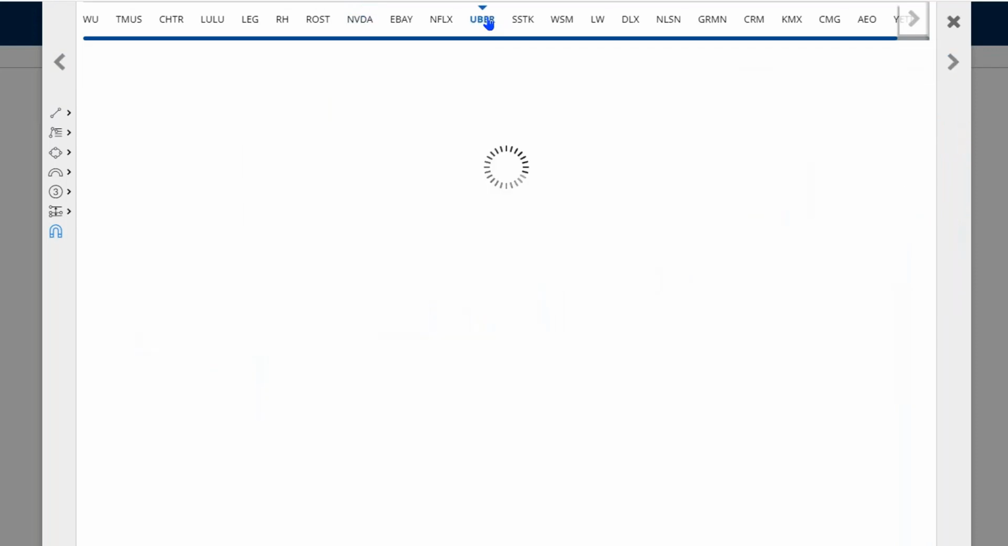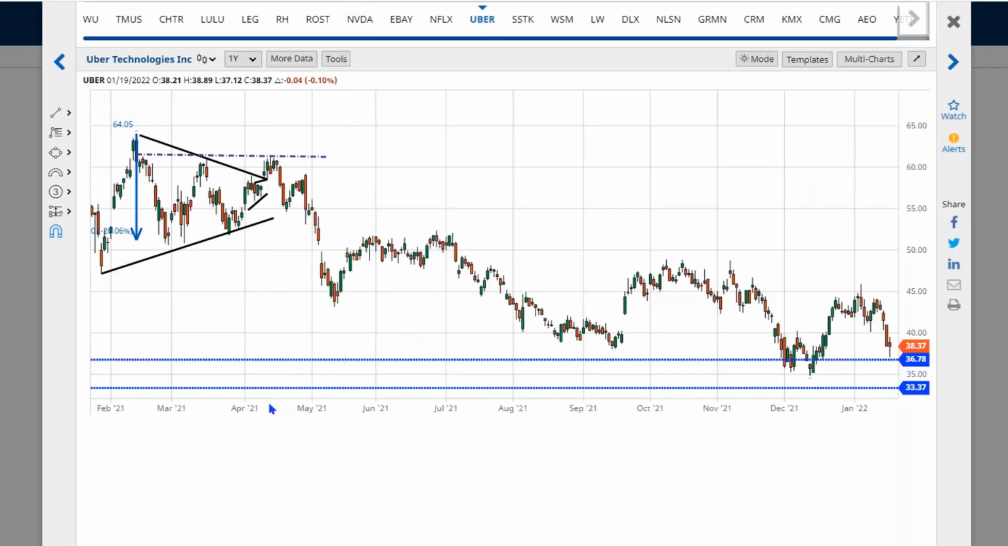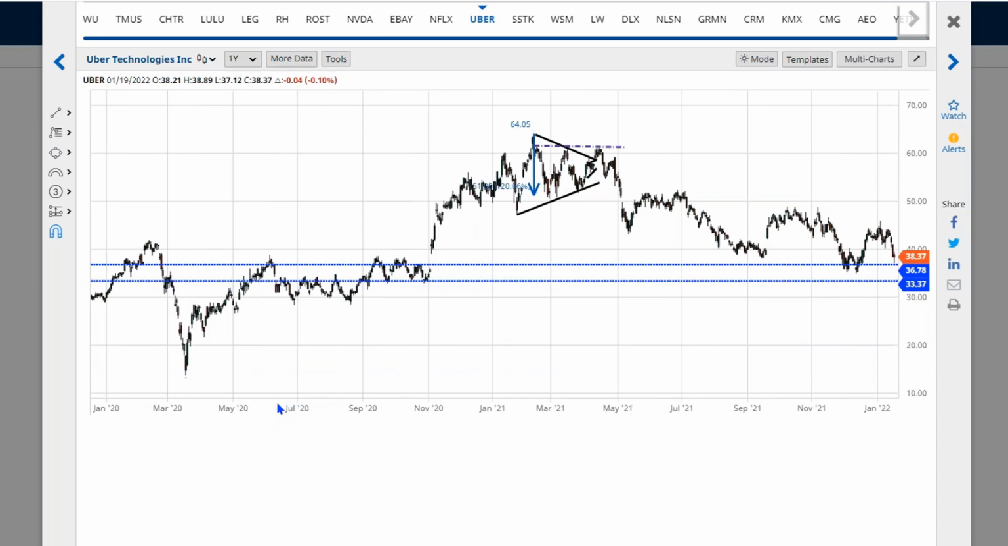Uber. And again, as I'm walking through a lot of these, you guys should be sort of visualizing this. The patterns are a little bit different, but they're all kind of showing the same message.